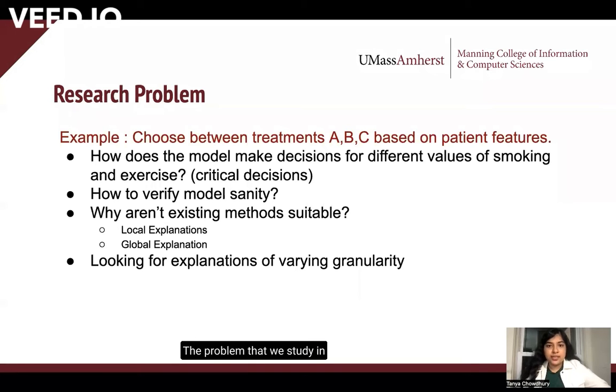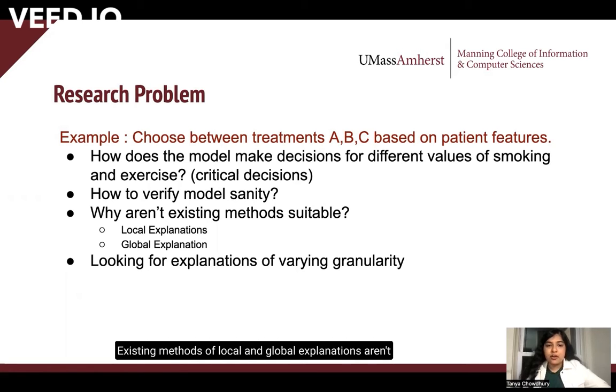The problem that we study in this work is relatively new. Let us assume that we have a binary classifier which chooses between different treatments based on patient features to cure heart disease. How does the model make decisions for different values of smoking and exercise? Since these are critical decisions, it is essential to verify model sanity.